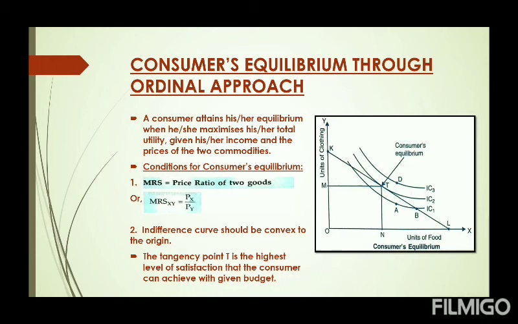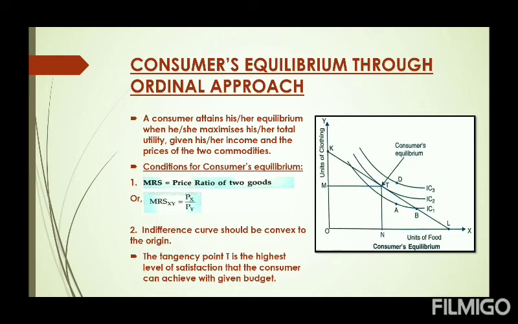If we combine the indifference curve and budget line on the same diagram, then consumer equilibrium can be reached. We know an indifference curve shows the constant utility from the two commodities, and a budget line shows various combinations which the consumer can afford with the given budget and the price of two goods.